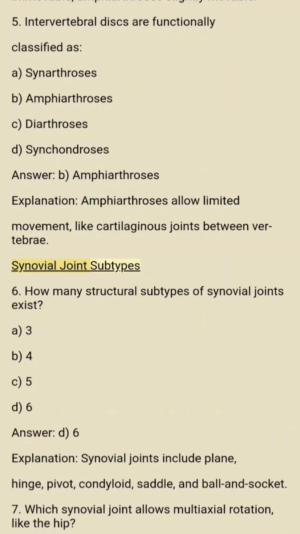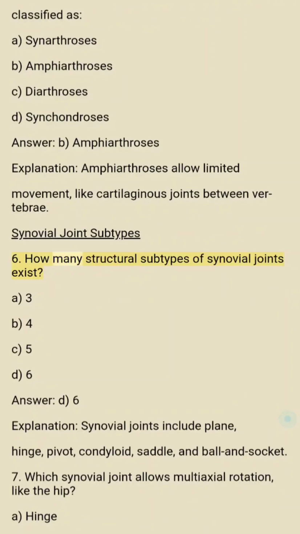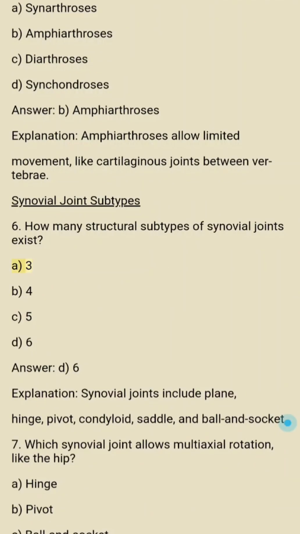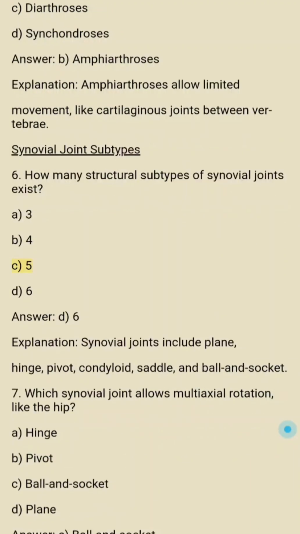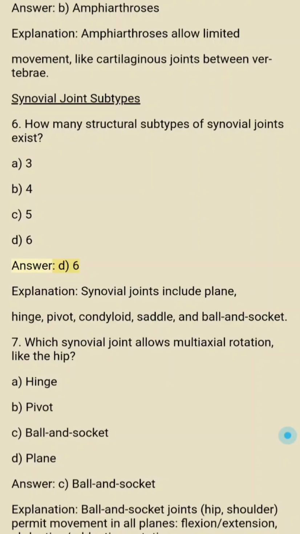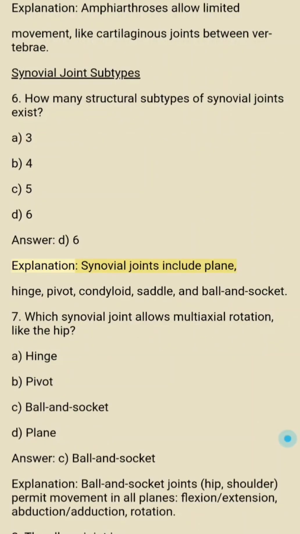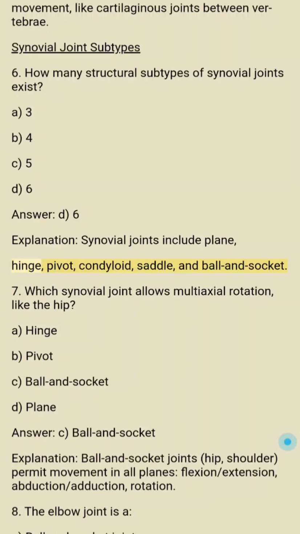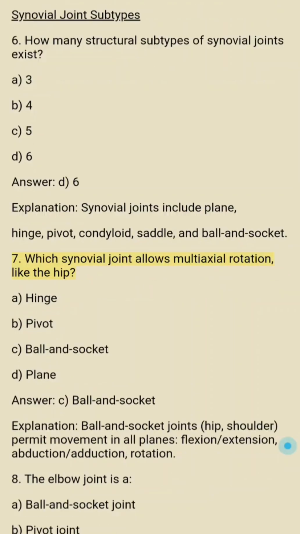Synovial joint subtypes. 6. How many structural subtypes of synovial joints exist? A. 3. B. 4. C. 5. D. 6. Answer. D. 6. Explanation. Synovial joints include plane, hinge, pivot, condyloid, saddle, and ball and socket.